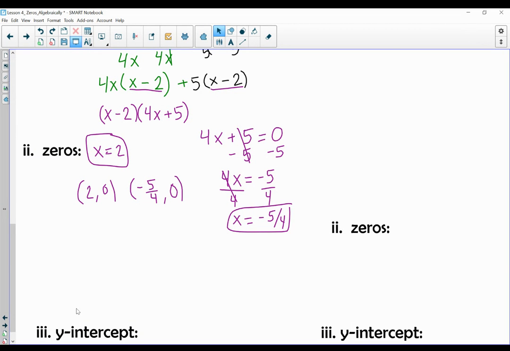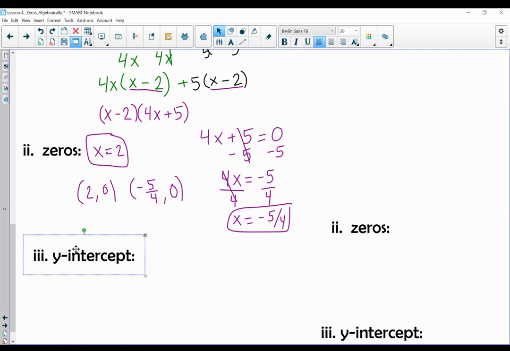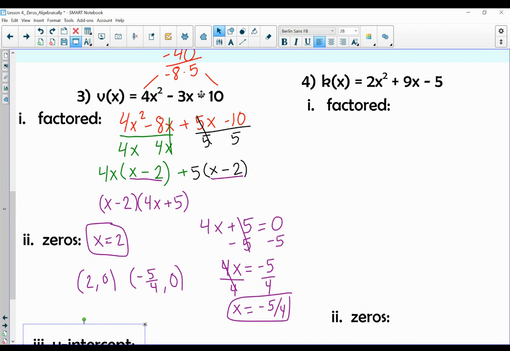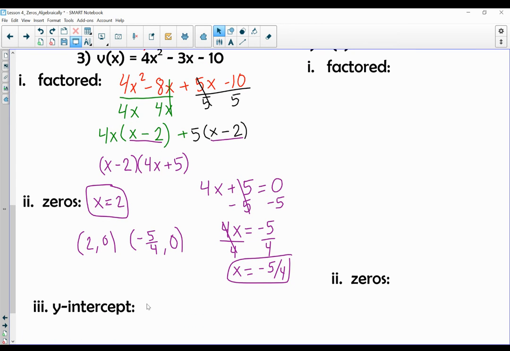All right, now it's asking me for the y-intercept. My y-intercept is my constant. My constant here I can automatically identify by looking at it that it's negative 10. And I know that negative 10 is the constant because it is not attached to any variable. So my y-intercept is my constant, negative 10.